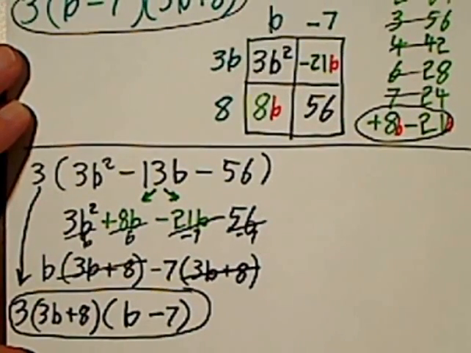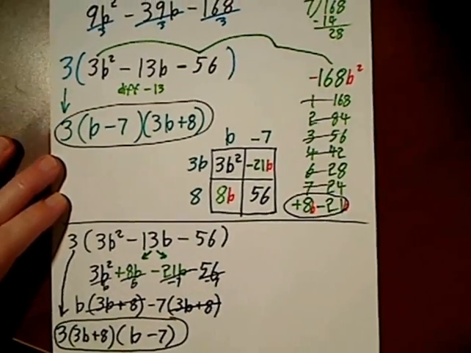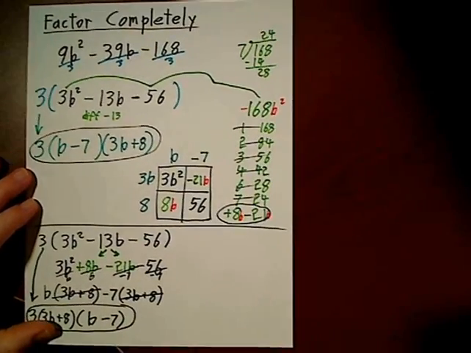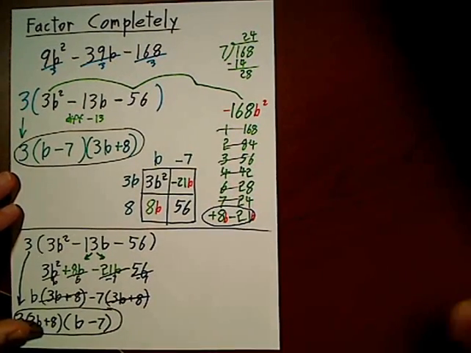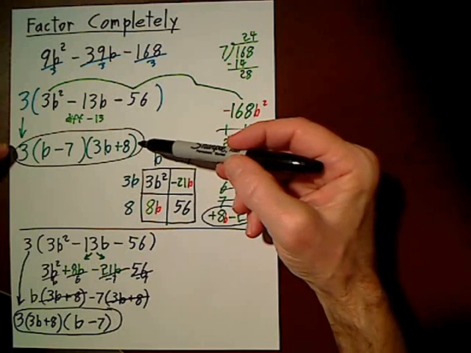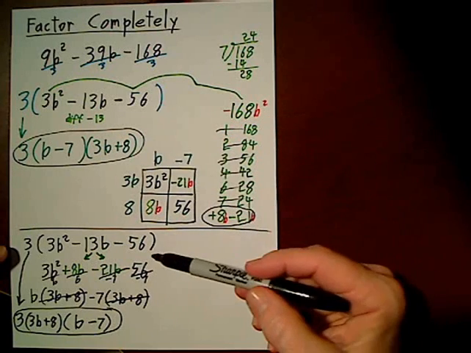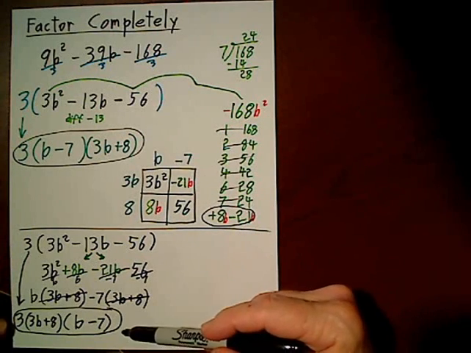All right. So whether you use the box method, you end up with this answer, or factor by grouping, you get the same result.